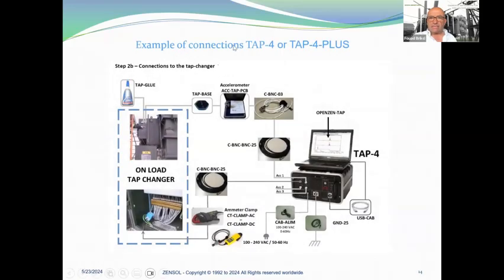So here you have some examples of connections. What you need, of course, is first the tap glue, because we glue this tap base, this mechanical stud, on the transformer on the side, or it depends. We need some experience to know where to install this accelerometer. It's exactly like a stethoscope. You are not going to put it on the arm or on your hand. You are going to put it close to the heart.